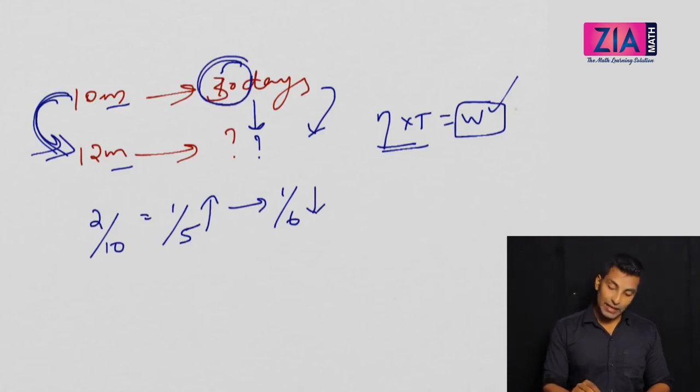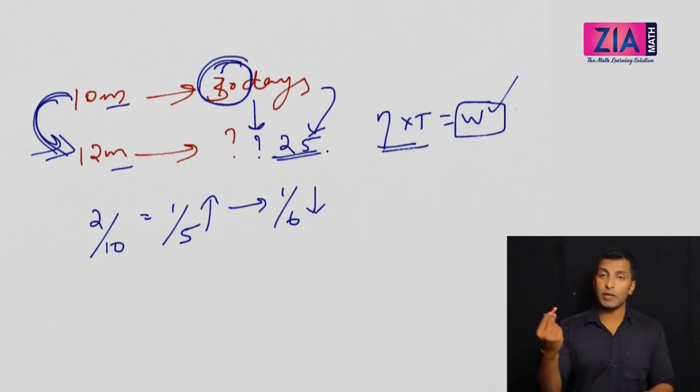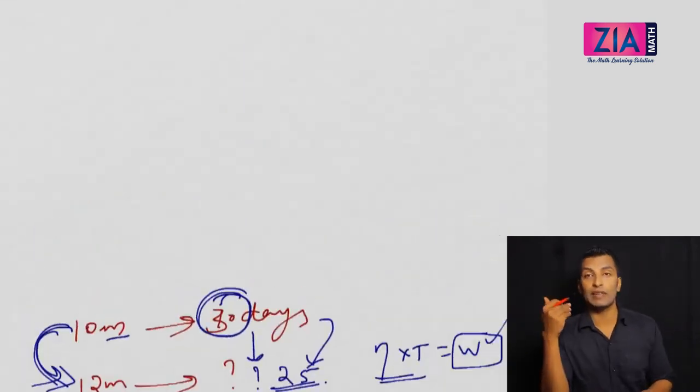So what is 1 by 6 of 30? That's what we need to look at. If you divide 30 by 6, you'll get 5. So 5 decrease will be there. That means your answer is 25. Your answer is 25. This is the best method. We have an alternate method also for the same question. Let me discuss another method with you. This is what you will see in textbooks.